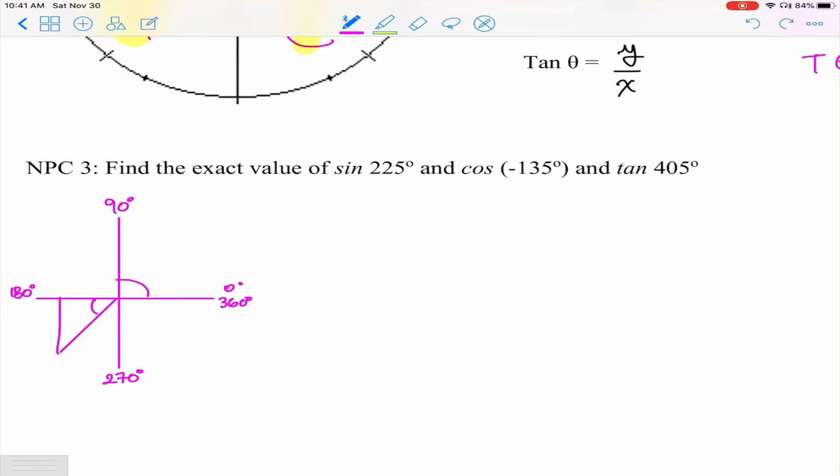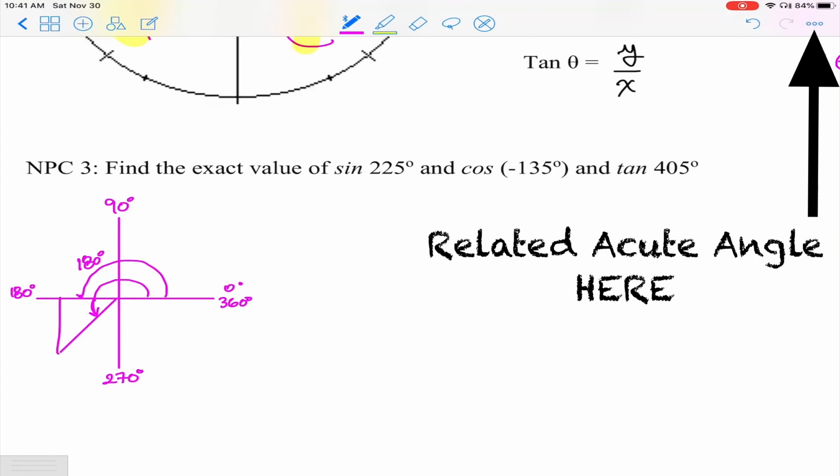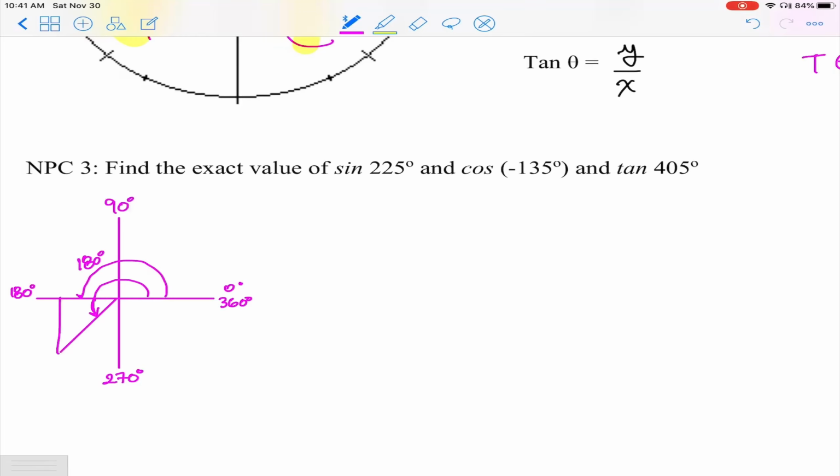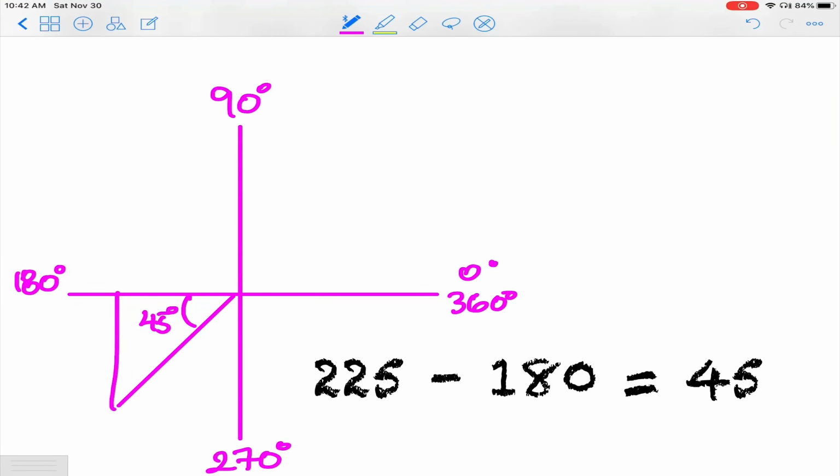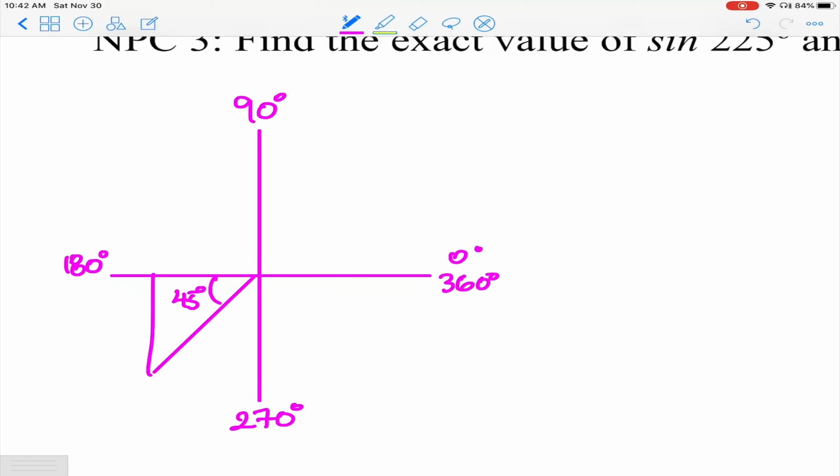We know that the whole thing is 225, but we also know that this is 180, therefore the related acute angle of 225 is 45, the angle inside of the triangle. So in this case, we have 45 degrees over there. So we can say sine of 225 degrees equals sine of 45 degrees.